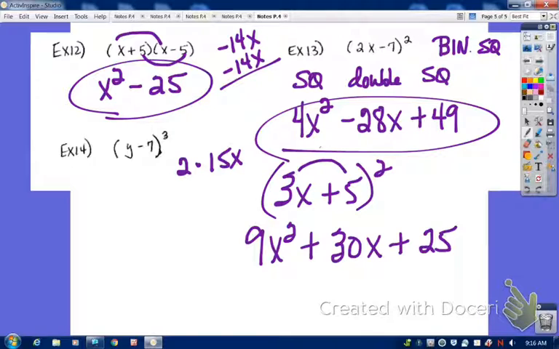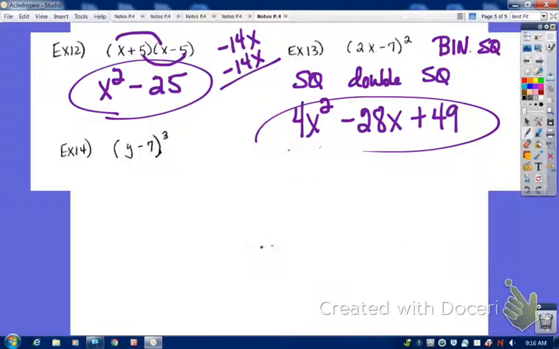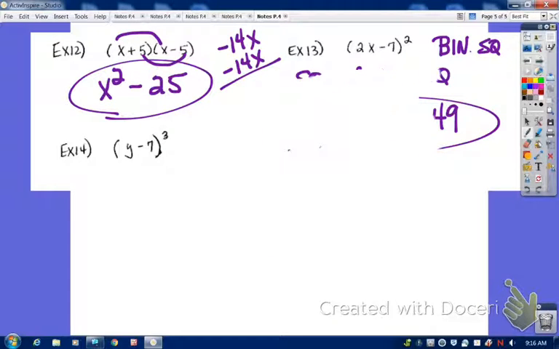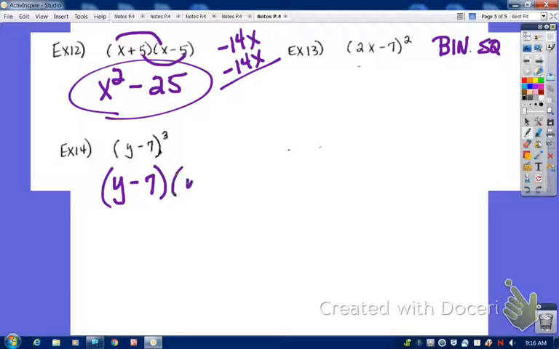All right, last problem is a binomial cubed. If you want to memorize the shortcut, you can, but I don't usually make people memorize the shortcut for a binomial cubed. So how I teach it is I teach you to rewrite y minus 7 cubed, okay, as, y'all agree that's y minus 7 times y minus 7 times y minus 7. That's what that means. So you could actually rewrite it as y minus 7 times y minus 7 squared.